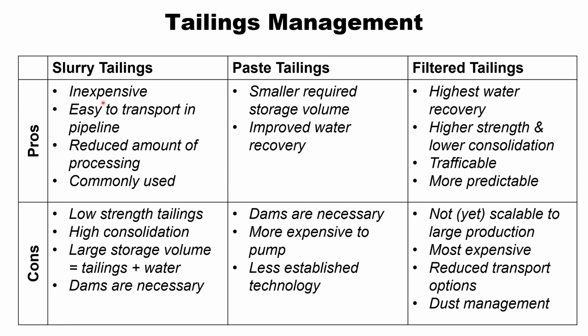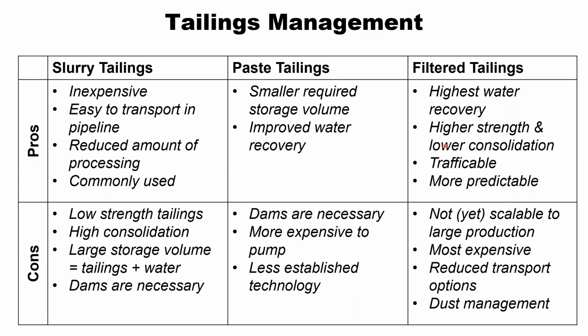As we know, slurry tailings, or placing tailings via pipeline, is fairly inexpensive. It's much easier to transport and reduces processing. However, on the downside, of course, we start out with fluid tailings of very low strength. There's going to be a lot of consolidation. Because we're initially storing a lot of water, we need large storage volumes, and we're going to need those structural perimeter structures in order to contain that fluid tailings.